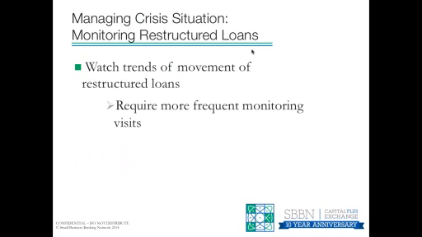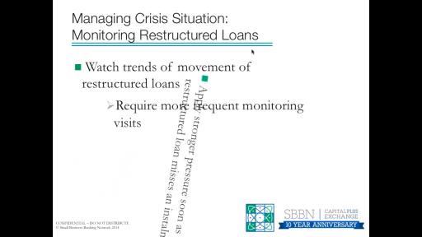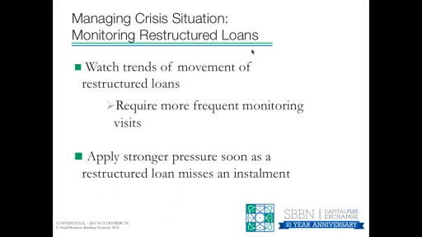Now, some of the best practices in managing crisis situations, specifically in monitoring restructured loans. First, you have to watch the trends of the movements of restructured loans. Anytime that one restructured loan fails to pay one installment, then tighter measures must be done. You have to apply stronger pressure as soon as one restructured loan misses an installment or two.